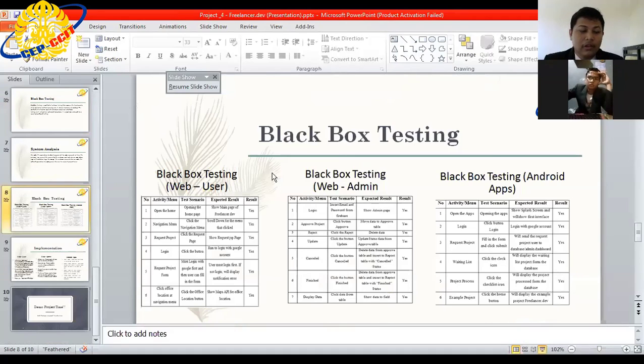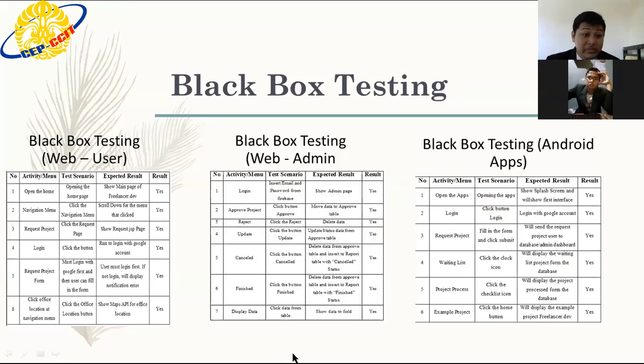Okay. The first one is black box testing for the web user. In this activity, we open the home page. The scenario is opening the home page and the expected result is the main page of Freelancer.dev, and the result is yes. The second is the navigation menu. The test is to scroll down and click the menu, and the result is yes.